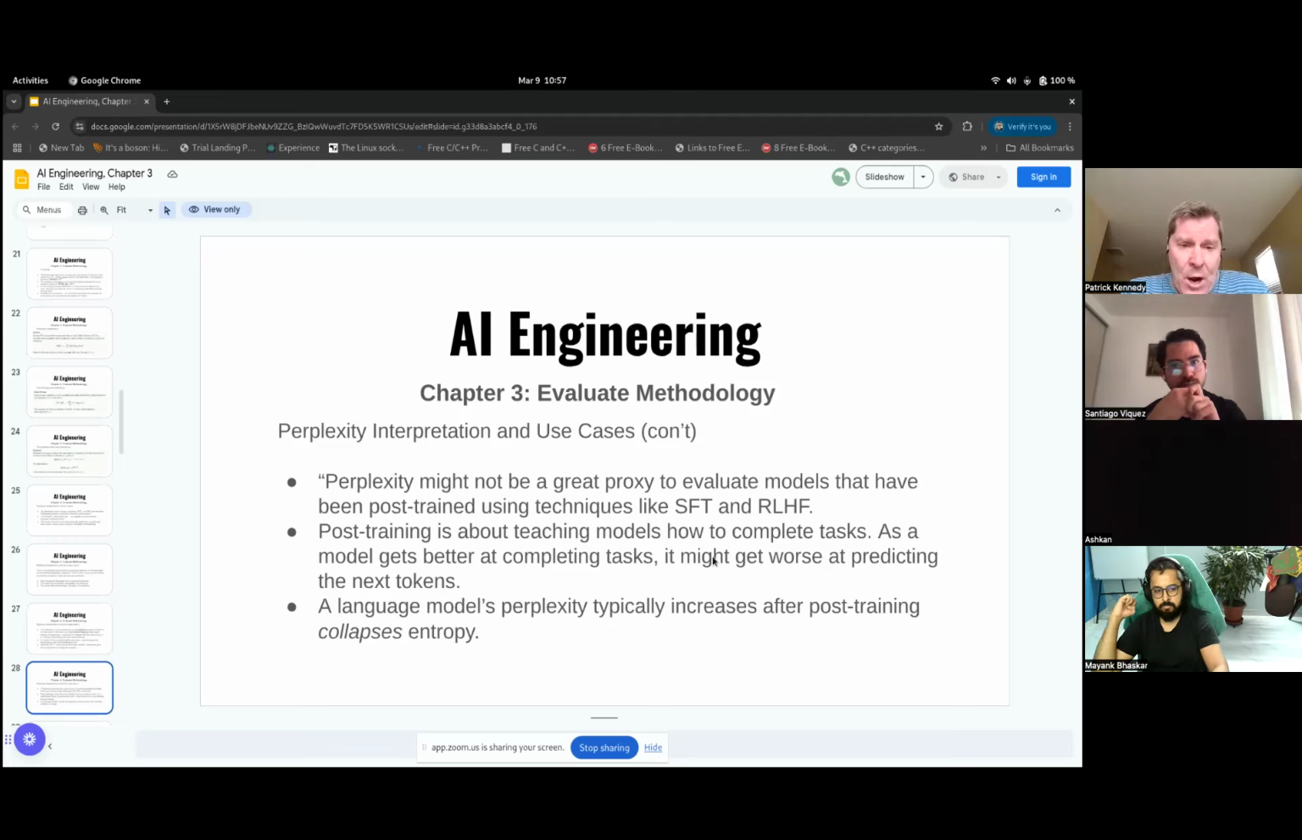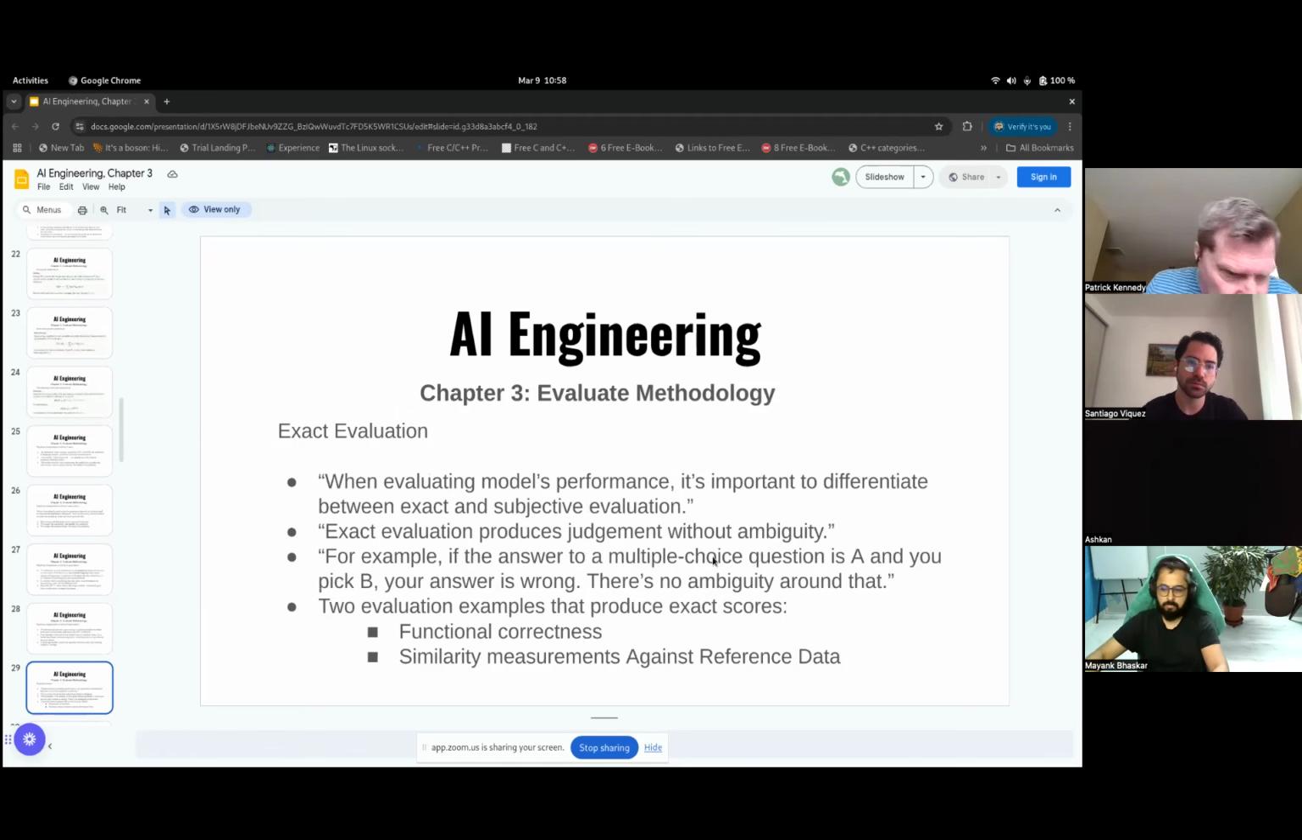So onward, a language model's perplexity typically increases after post-training. Post-training collapses the entropy. So, in other words, when it becomes more aligned to the way humans think, there'll be a little bit more entropy because it won't be as simple at predicting the exact next token, because it's aligned a little bit more to be suited to human thinking. All right, so that was pretty cool.